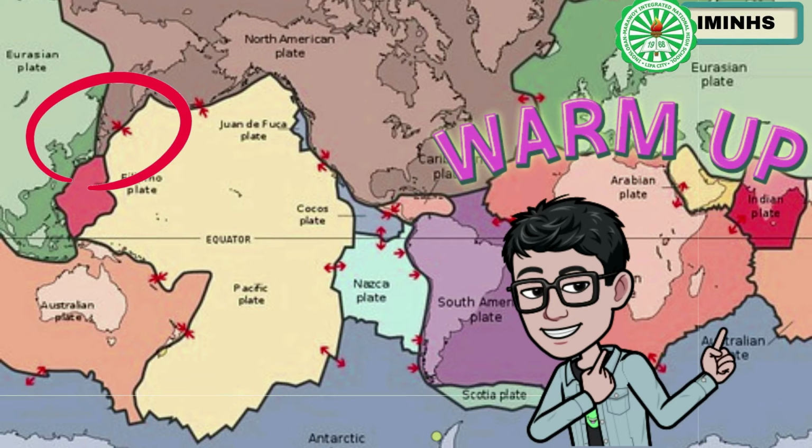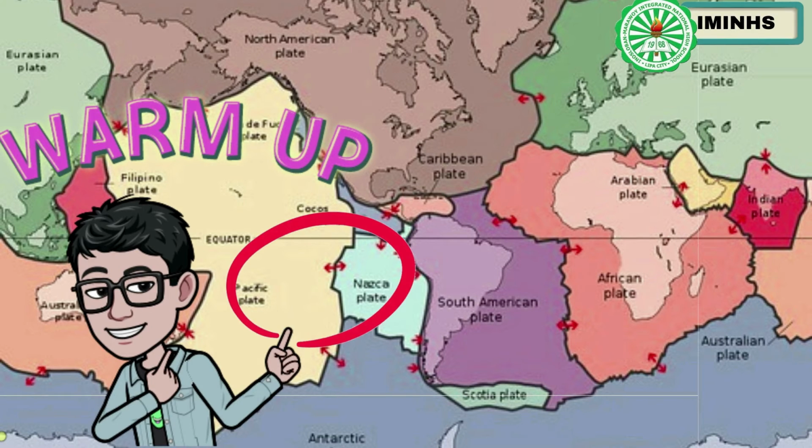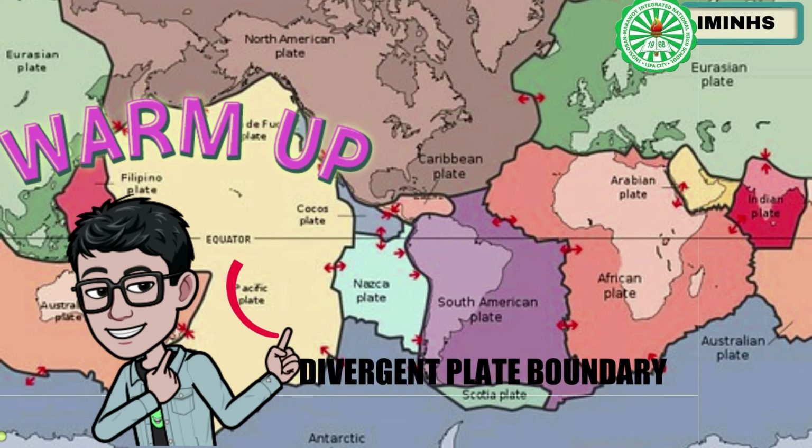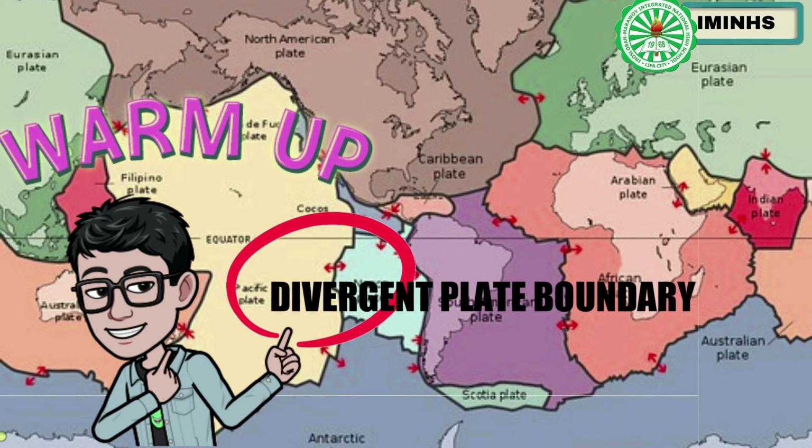Let's have the last one. Can you guess which type of plate boundary occurring between Pacific plate and Nazca plate? Very good! It's divergent plate boundary. You're all smart!